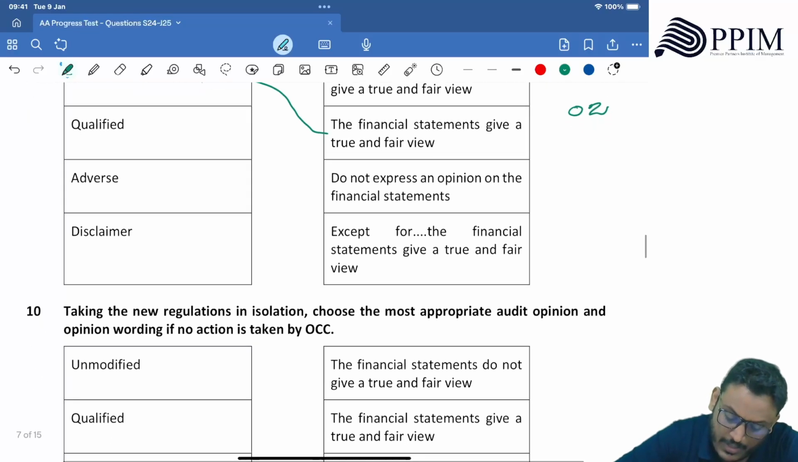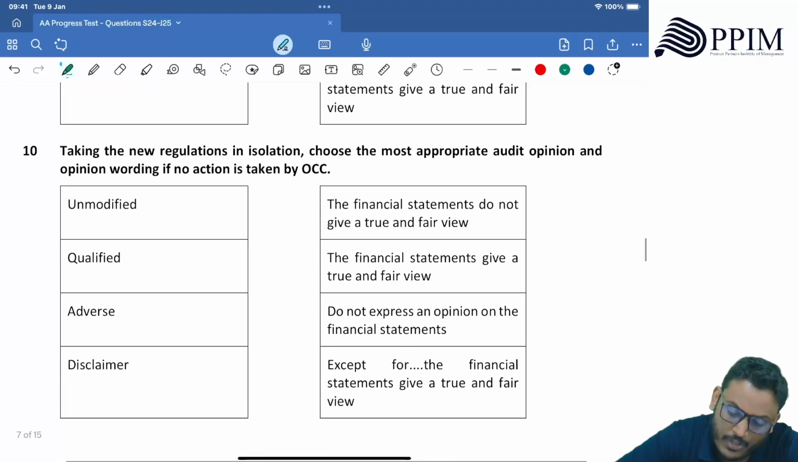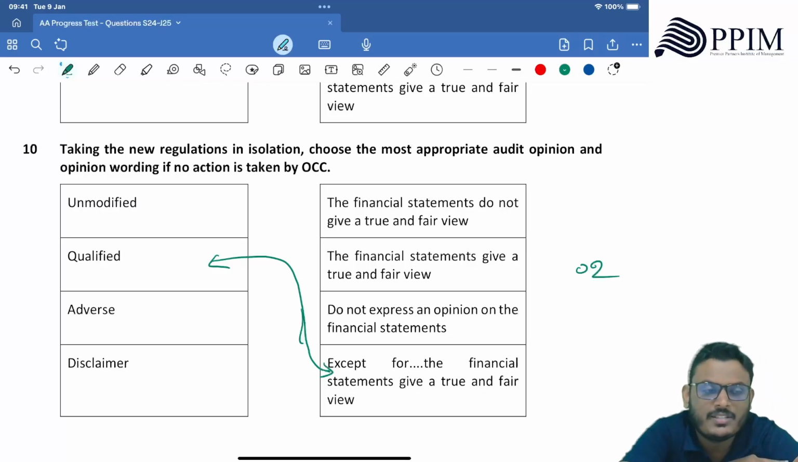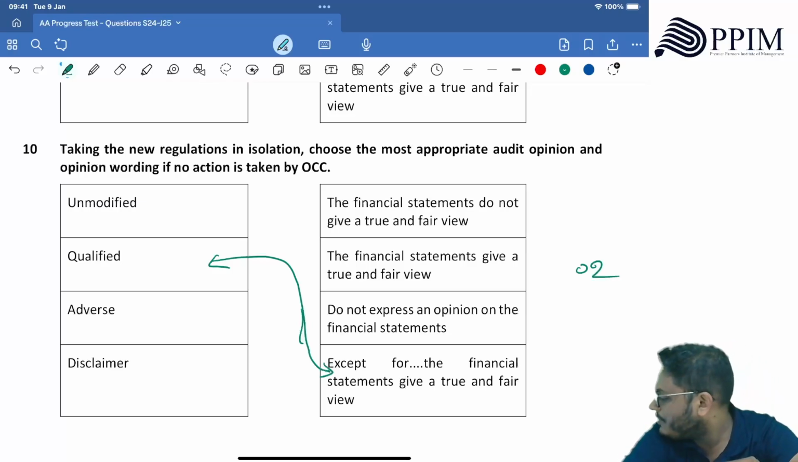Question number 10. Taking the new regulation in isolation, choose the appropriate audit opinion and wording if no action is taken by OCC. Qualified. Give 2 marks for that, except for P. So these are the answers for the 5 questions.